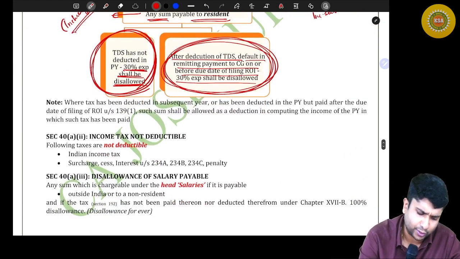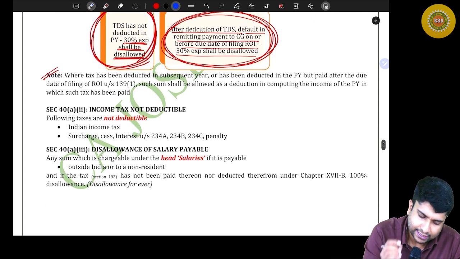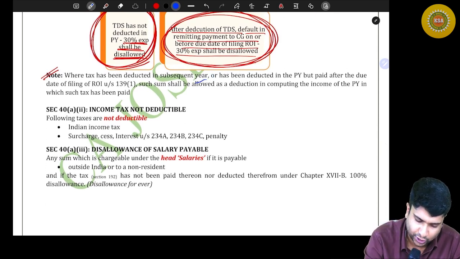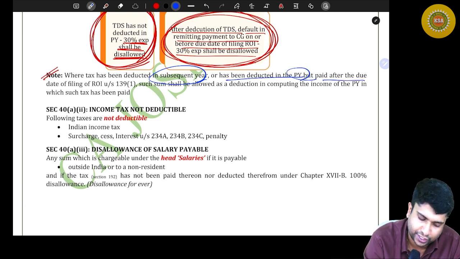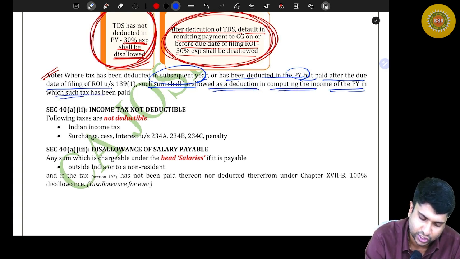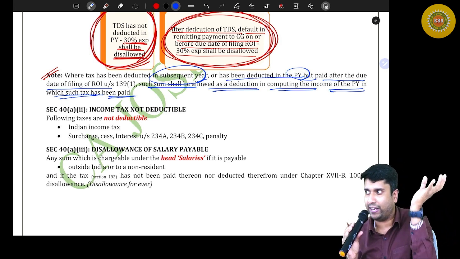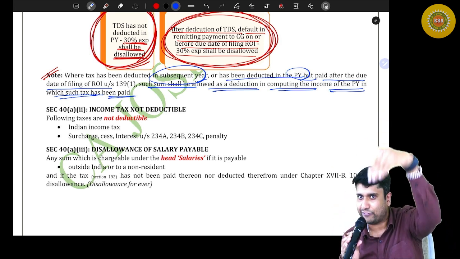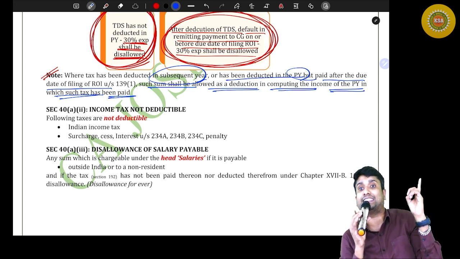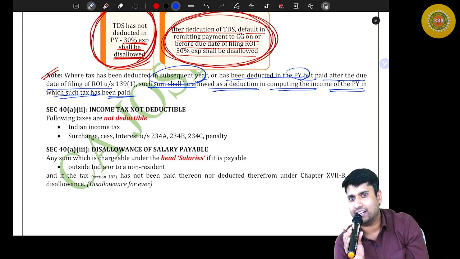Now, can you read that note? There is a note under this. Where tax has been deducted in a subsequent year or has been deducted in the PY but paid after the due date of filing return, then such sum shall be allowed as deduction in computing income of the PY in which such tax has been paid. So the point is, once you have rectified that default, in the year of rectification you can claim that disallowance as a deduction. Are you with me? Is that point clear?